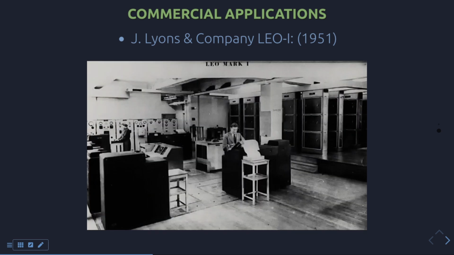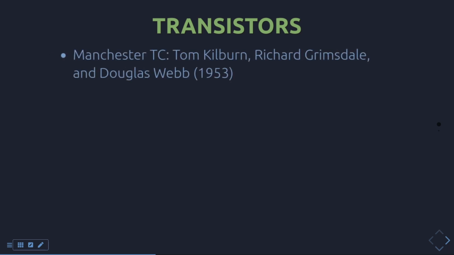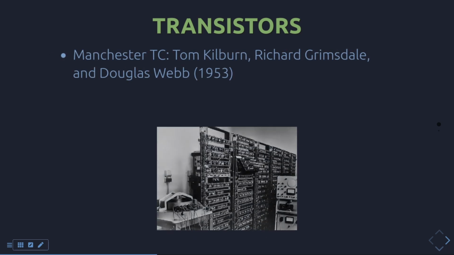Lyons and Company with their Leo 1, which was used to manage bakery operations like scheduling production and delivery of cakes. Then the invention of the transistor happens, and it is quite the revolution. They were smaller, required less power to operate, gave off less heat, and were more reliable than vacuum tubes. The Manchester TC was the first computer prototype to utilize the transistor.